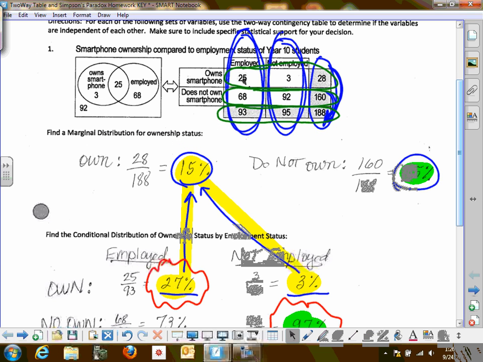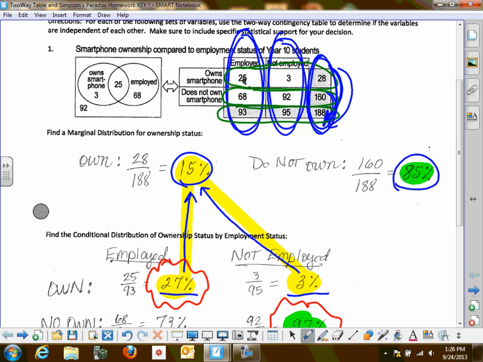So I chose to do my values on this top to bottom. I chose to do mine with this blue direction, so I went by ownership. Those that own, I went 28 over 188, and those that do not own, 160 over 188. Now, if I choose this direction for my marginal, then I'm choosing this direction for my conditional. Alright?